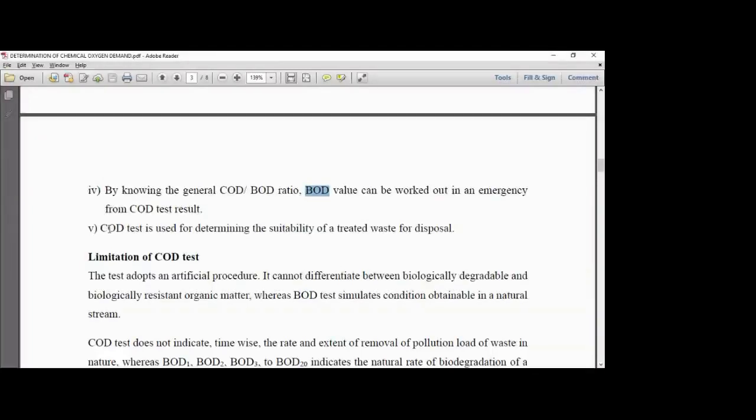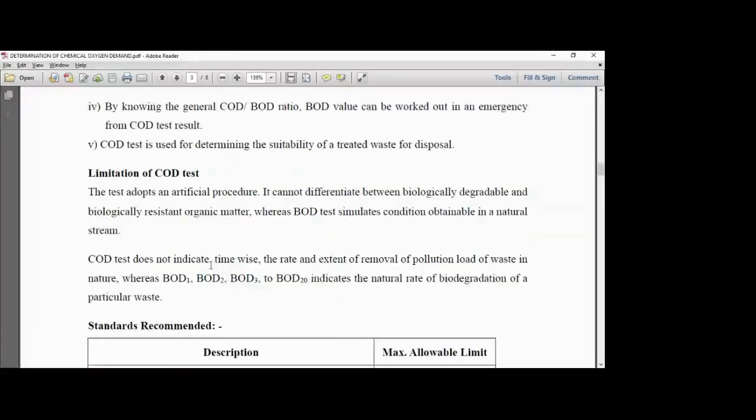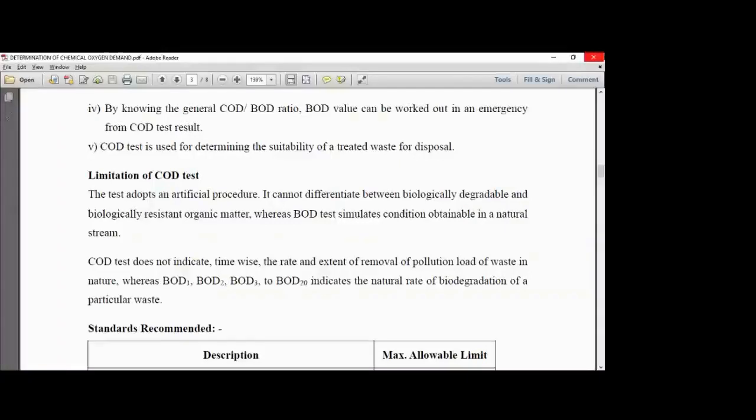Now, the COD test is used for determining the suitability of the treated waste for disposal, right? Even if my STP is treating the wastewater, whether the treated water coming out of the STP can be used in some different form or not can be decided with the help of the COD test value. The COD test has a higher significance than the BOD test.